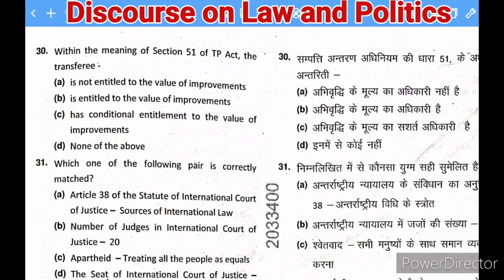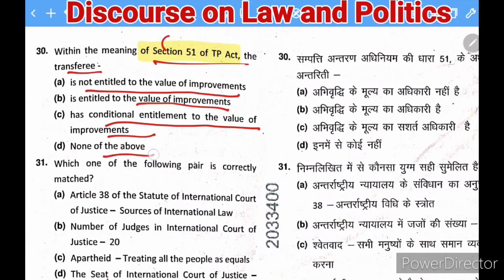Next question is based on section 51 of the TPA. Within the meaning of section 51 of TPA Act, the transferee. Now this section 51 talks about the improvements made by bona fide holders under the defective title. So now what kind of meaning of the transferee is there, and what kind of power can he have? A, transferee is not entitled to the value of improvements. B, entitled to the value of improvements. C, has conditional entitlement to the value of improvements. And D, none of the above. So which is the right answer? The right answer of this question is B. He will be entitled.